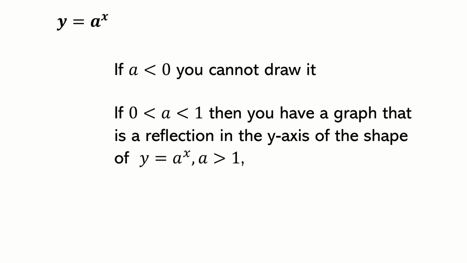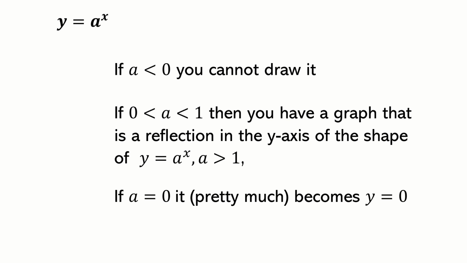If a is a value between 0 and 1, you can draw it, and actually it just has the same sort of shape as if a was bigger than 1, but that shape reflected in the y-axis. So every single graph where a is a value between 0 and 1, same shape, but just reflected in the y-axis. If a equals 0, then it just becomes the line y equals 0, or at least pretty much, and that's just because technically 0 to the power of 0 is undefined, so there's one point where the graph is not defined. And lastly, what if a is equal to 1? Well, that's also just going to become a straight line of y equals 1, and that's because 1 to the power of anything is 1.